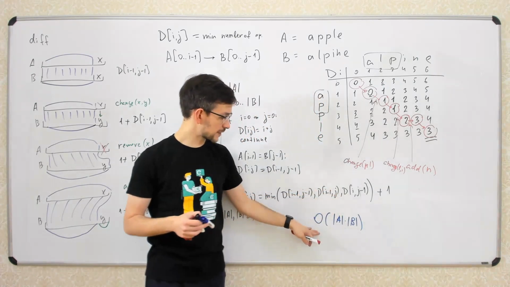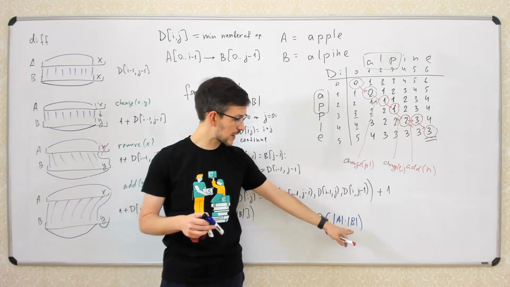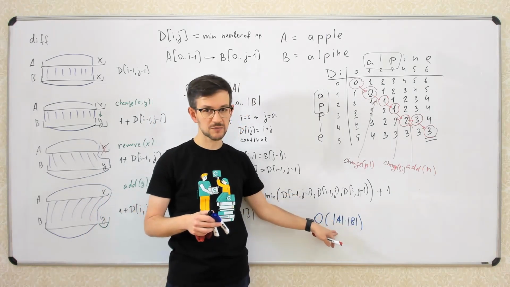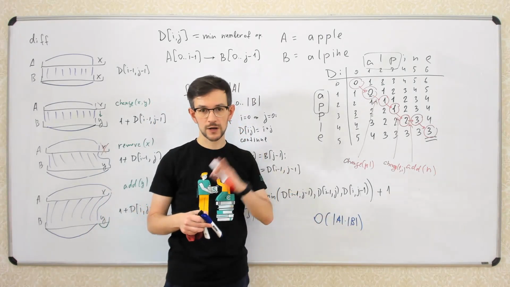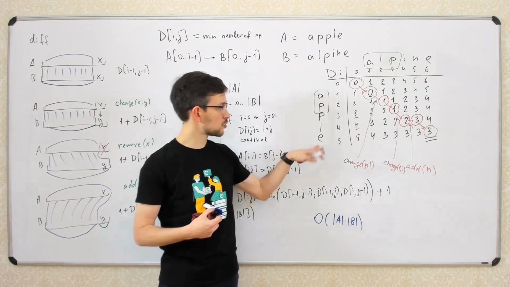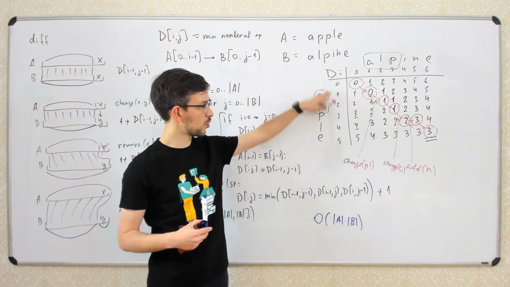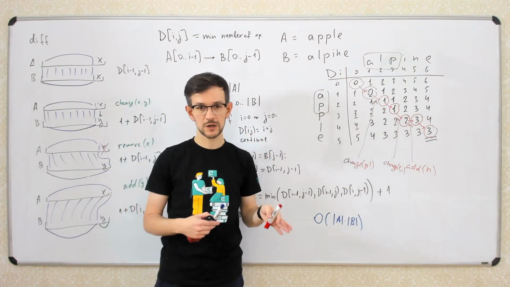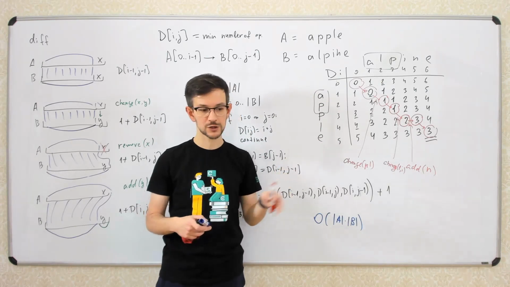This solution is absolutely correct. If you can spend this much time, you can solve the problem absolutely correctly. It always finds the minimal possible number of moves, the number of operations.